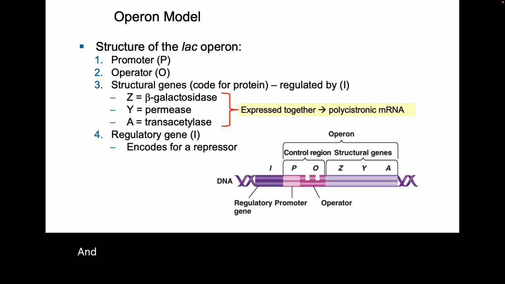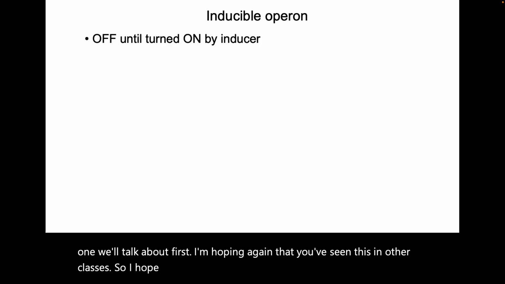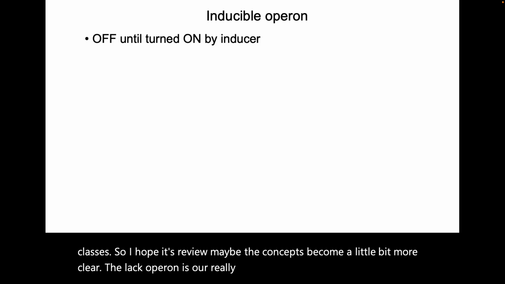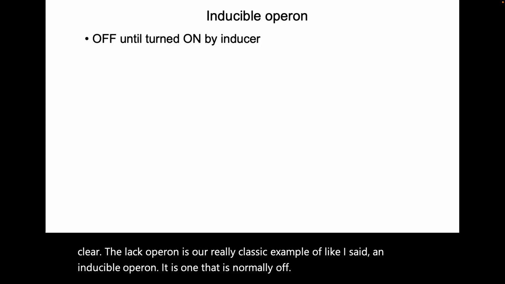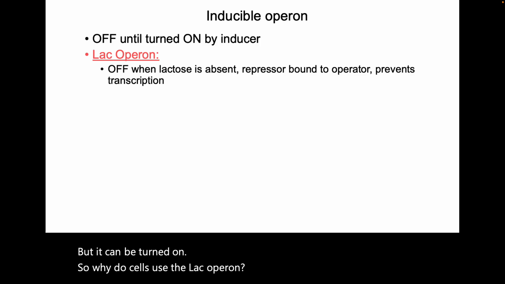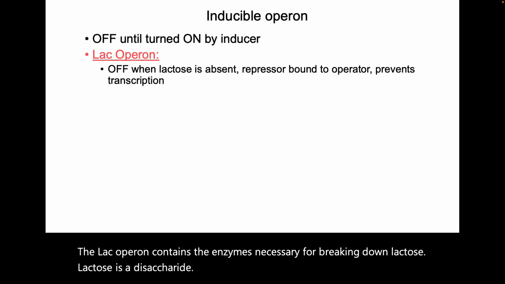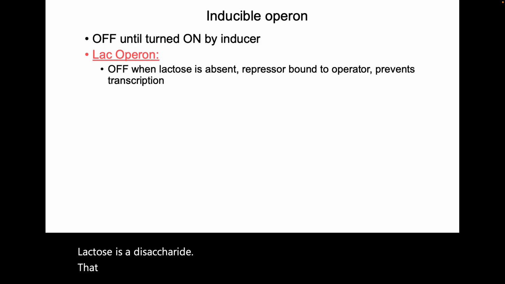And so again, the best studied operon is the Lac Operon, and so that's the one we'll talk about first. I'm hoping, again, that you've seen this in other classes, so I hope it's review. Maybe the concepts become a little bit more clear. The Lac Operon is our really classic example of, like I said, an inducible operon. It is one that is normally off, but it can be turned on. So why do cells use the Lac Operon? The Lac Operon contains the enzymes necessary for breaking down lactose. Lactose is a disaccharide that consists of glucose joined to galactose.